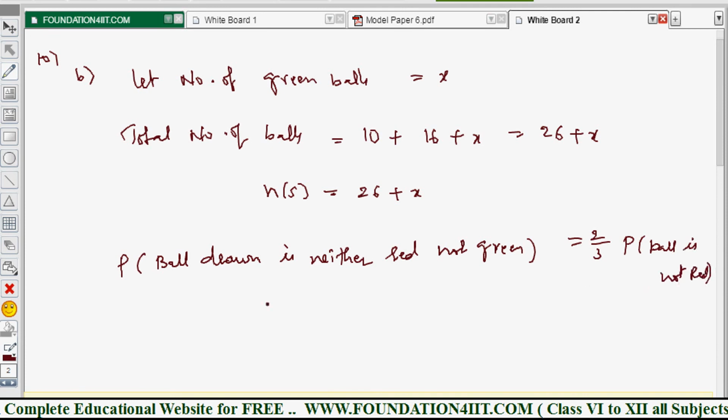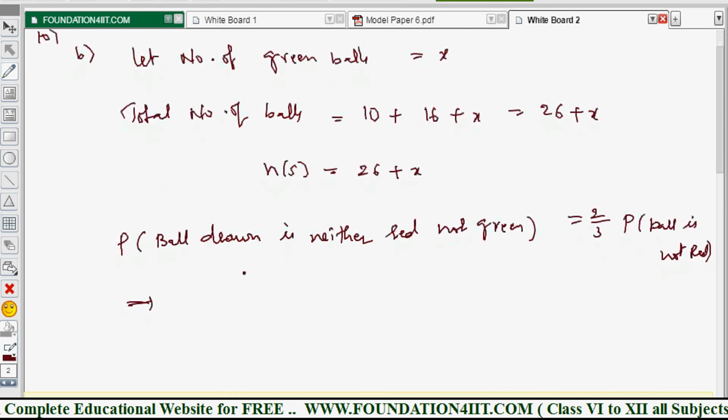The ball is not red. From this statement, the ball is neither red nor green, which means the remaining 16 are white. The total number of balls is 26 plus x, right? Neither red nor green means white, so the white balls are 16.